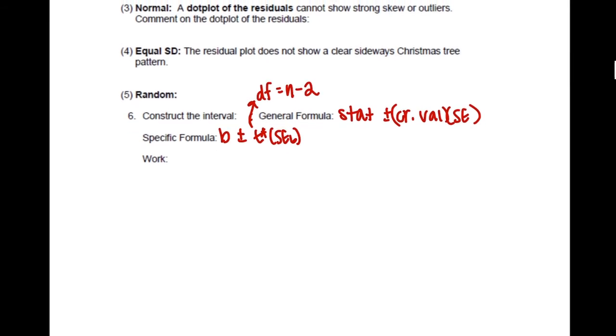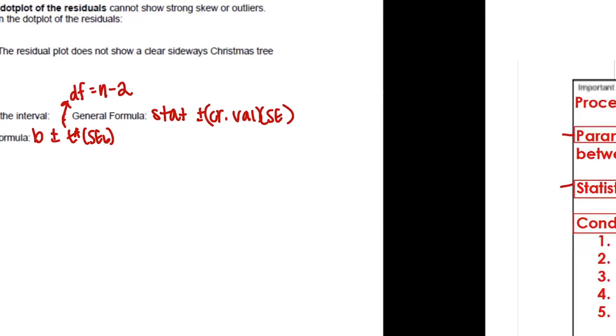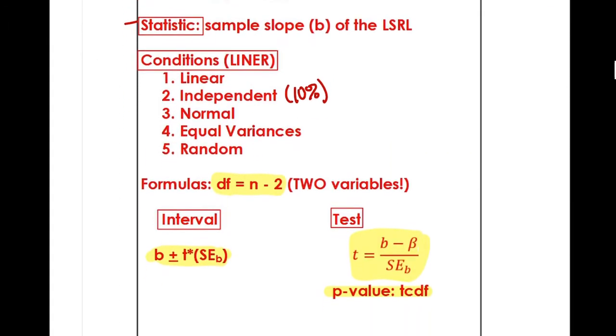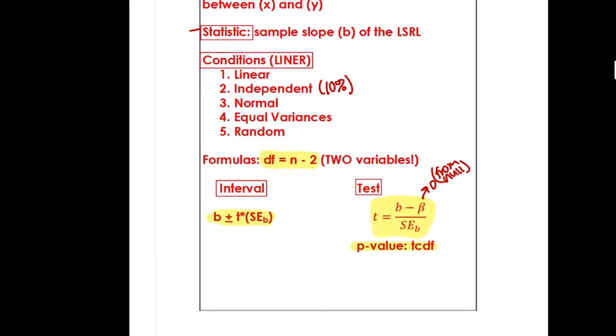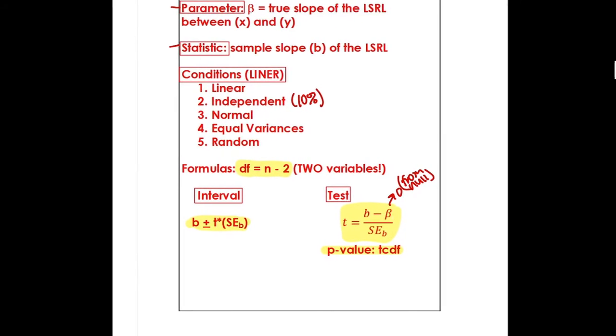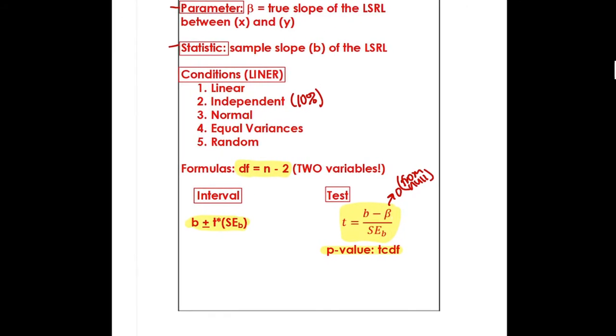And then the same thing for the test that we're asking you to do in number 8. The test statistic and the p-value. We have these formulas right here. Remember, the beta is 0 from the null hypothesis. And the TCDF is how you get your p-value. So pause here to complete that, and then you'll unpause to come back and see how it looks.